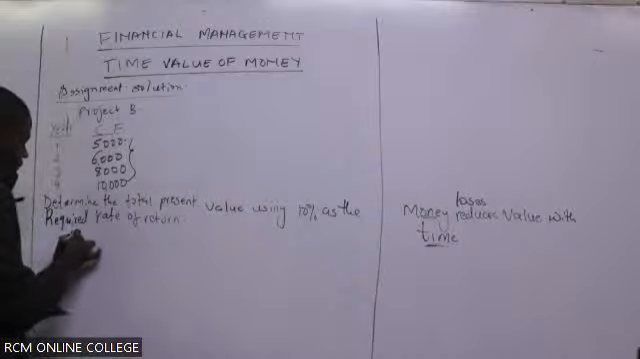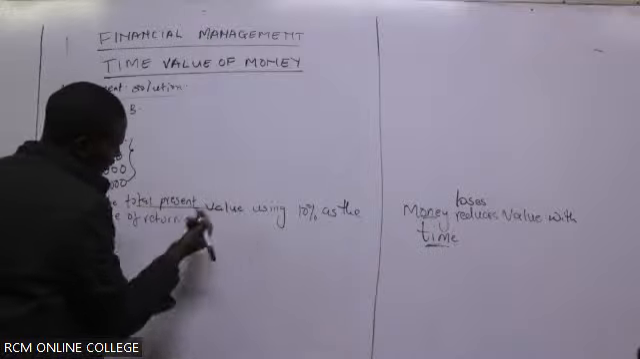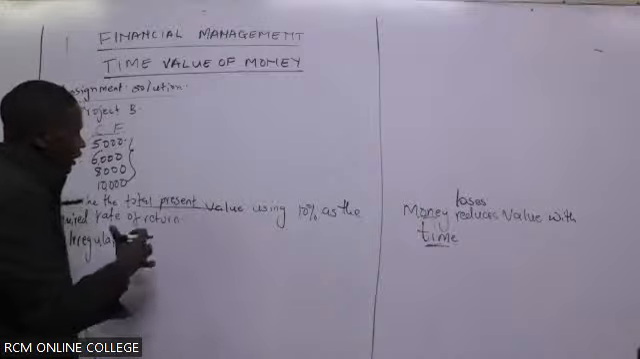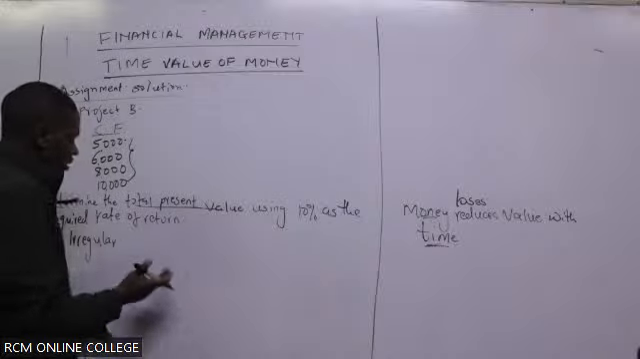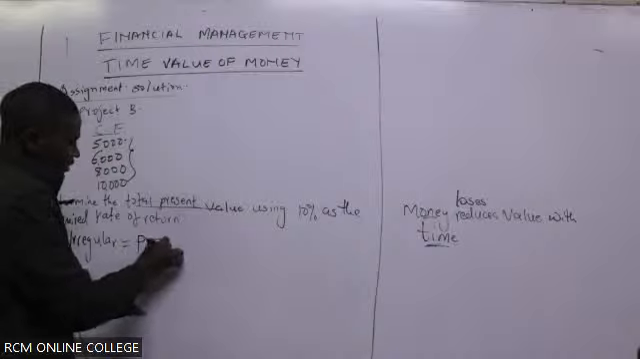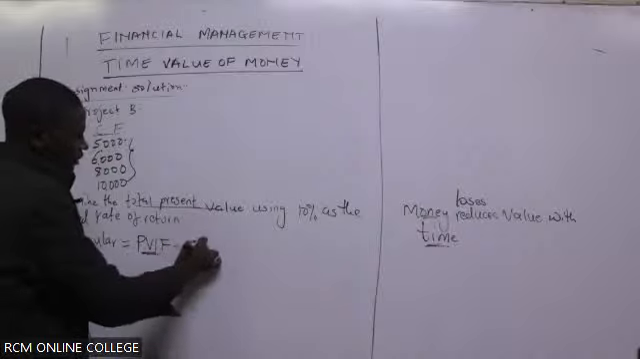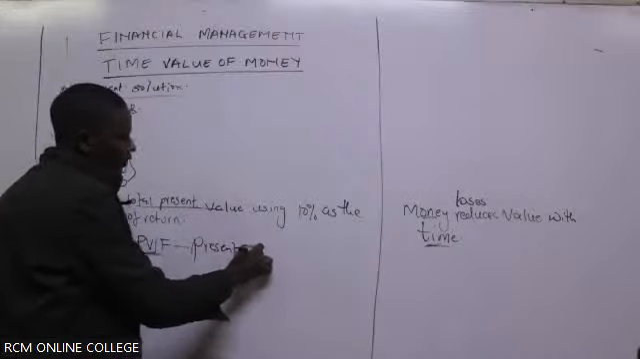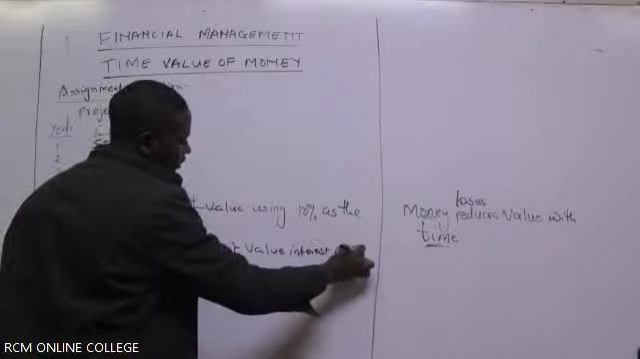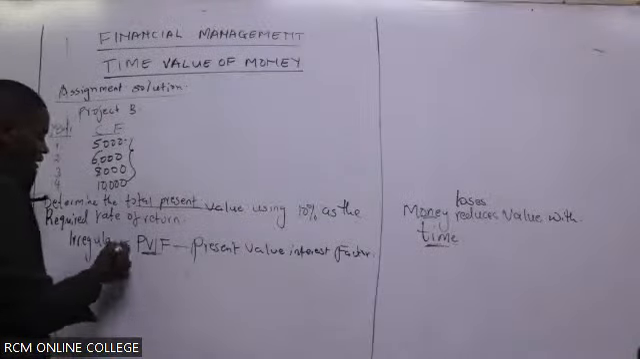And for irregular cash flow, if you want to discount to get the present value, that simply means you are trying to convert this future cash flow into present. Therefore, for the irregular cash flow, we discount using PVIF, the present value interest factor. That is a factor that will assist us to convert this cash flow from future to present.